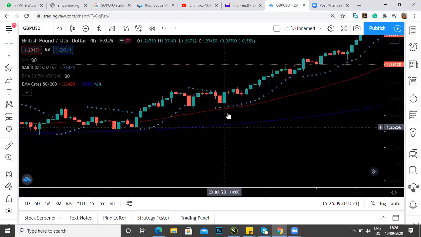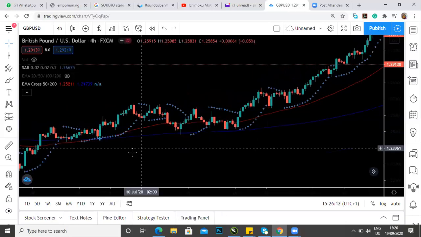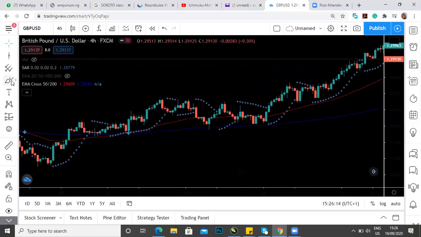So now bringing the SAR together. This is where the cross came in.